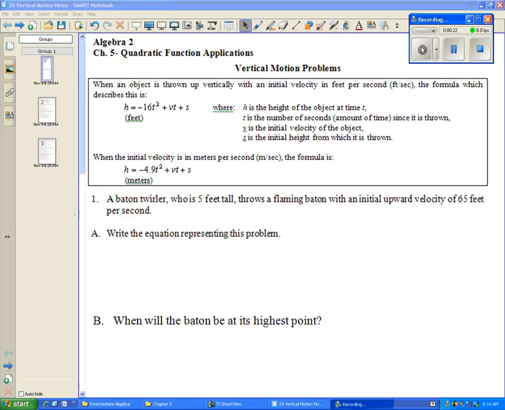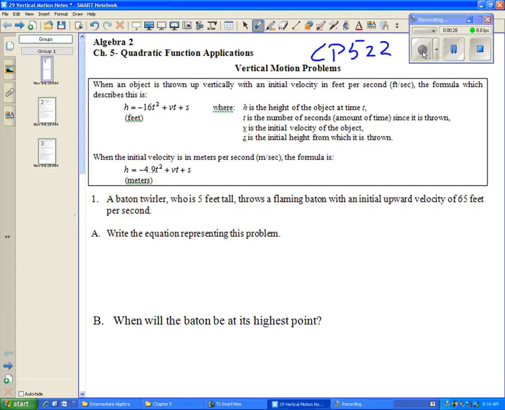Let's look at this. We are on course packet, page 522. Vertical motion problems. This is exactly what you have in front of you. You can take your notes on this page. When an object is thrown up vertically, with an initial velocity in feet per second, is important.